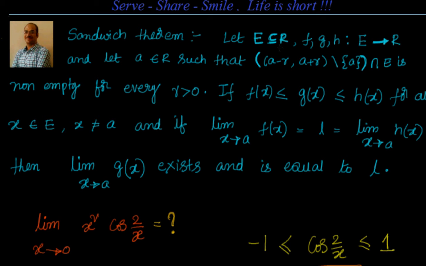I'll repeat that again. We have taken E as a subset of R, an open interval on R. We have three functions mapping from E to R, and we are taking a value A belonging to R, such that we are talking about a simply deleted neighborhood of A. We are saying that if f of x is less than or equal to g of x less than or equal to h of x for all values of x which are part of E, that means between A minus r and A plus r other than A, and if f of x and h of x both have limit value equal to L as x tends to A, then g of x also will have a limit as x tends to A, and that is equal to L.